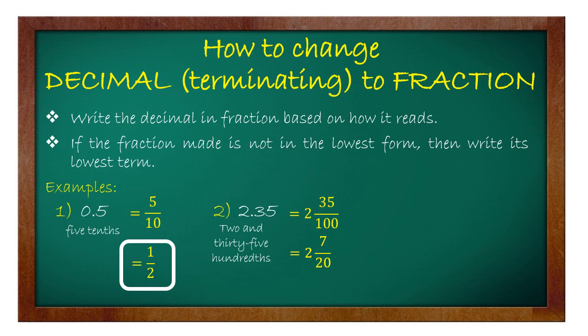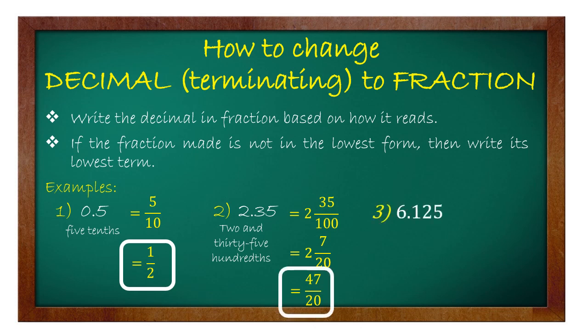Now, I suggest, meron kasing ibang mga books or merong ibang mga activities na hindi tinatanggap ang mixed number. Ang hinihingi nila is improper fraction. So, convert natin siya into improper. So, that's 20 times 2 is 40 plus 7 is 47. Then, copy the denominator. So, the answer is 47 over 20.